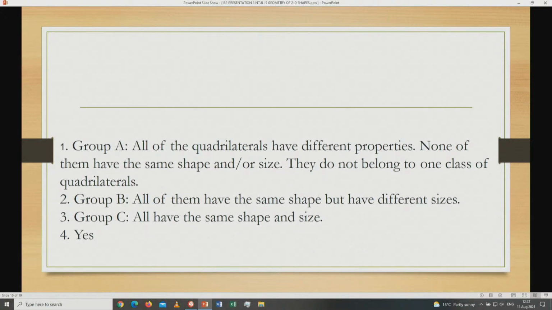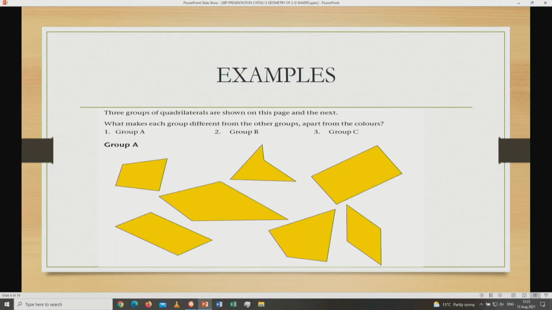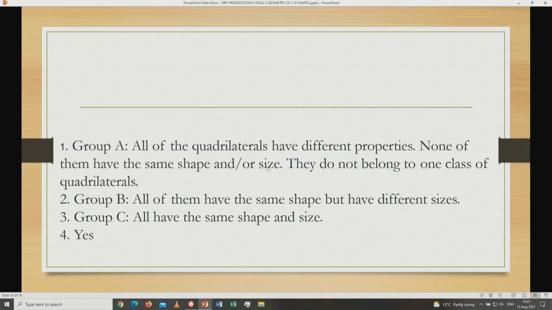So when we answer that question that was asked there, it says group A, all of the quadrilaterals have different properties. None of them have the same shape or size. So they do not belong to one class of quadrilaterals, because none of them have the same shape or size. Let us look at group B. Group B says all of them have the same shape but different sizes. Here we've got the same shapes, but they differ in sizes.